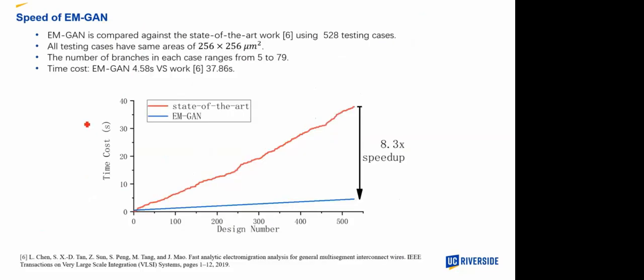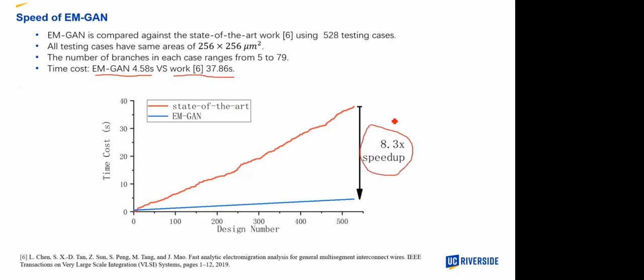Then we compared the inference speed of EM-GAN against the state-of-the-art work, which is an analytical method. We ran both methods on more than 500 testing cases, and the total time cost of EM-GAN is 4.58 seconds, and the state-of-the-art work costs 37 seconds. So EM-GAN achieves 8.3 times speed up.